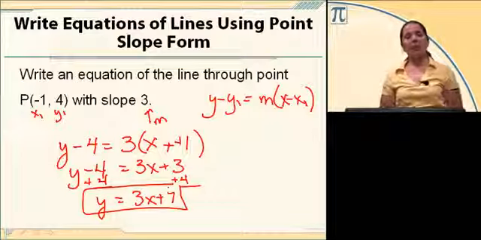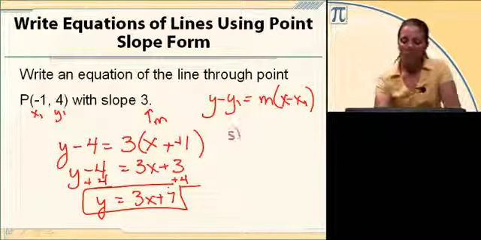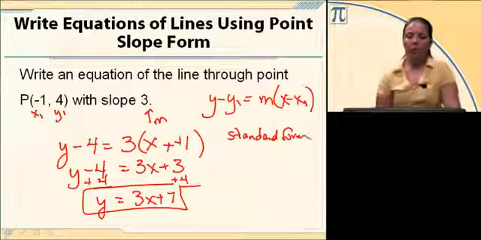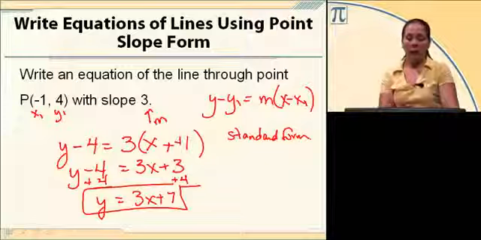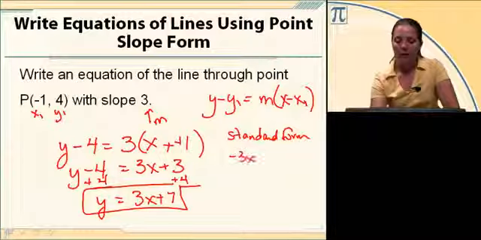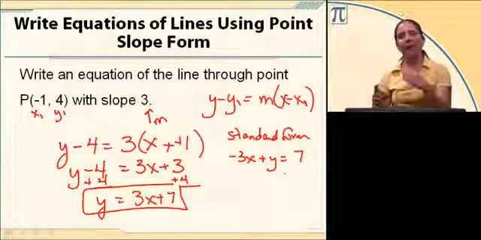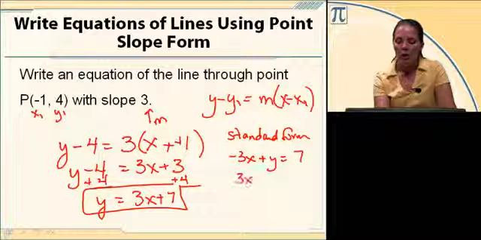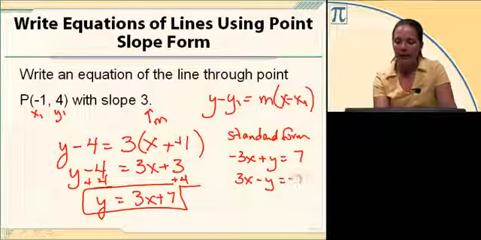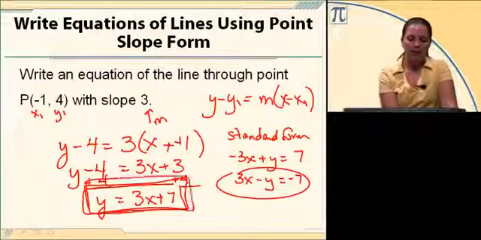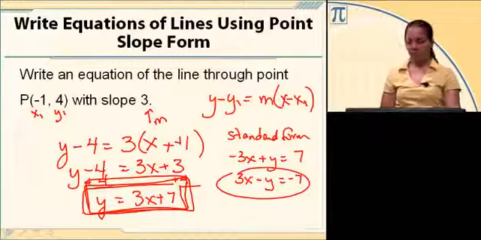If we want the equation of the line in standard form, what we're going to do is subtract 3x on both sides. So we'll have negative 3x plus y equals 7. And then to make that negative 3 a positive 3, we'll multiply everything by negative 1. So 3x minus y equals negative 7. This is standard form, and the first one I came up with here was slope-intercept form.